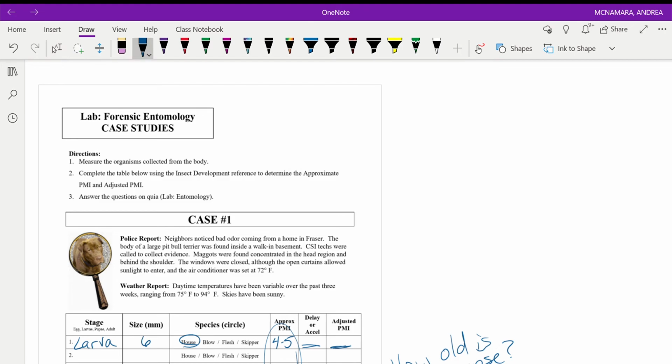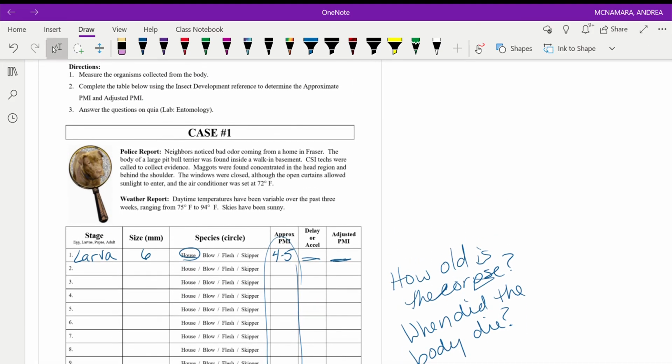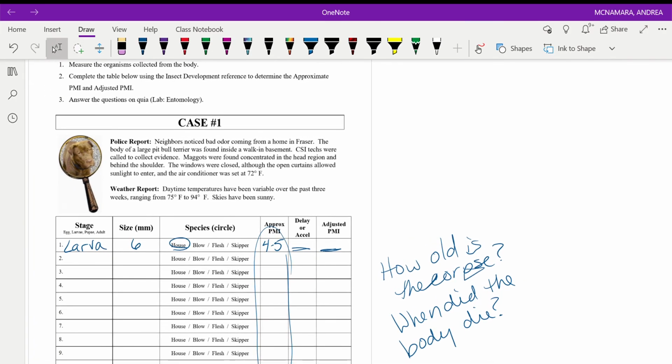If there are any other questions or anything like that, just let me know. But again, just a reminder, you're only going to be doing case 1 now. I've seen the error of my ways, okay? So we're only going to do case 1. We don't need to do case 2 for this one.